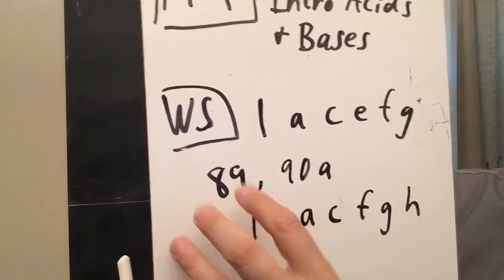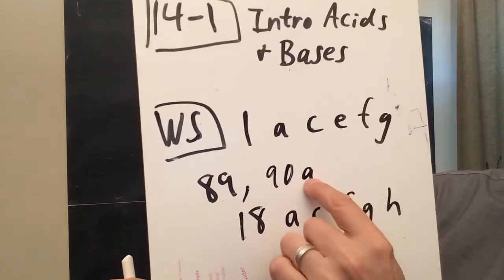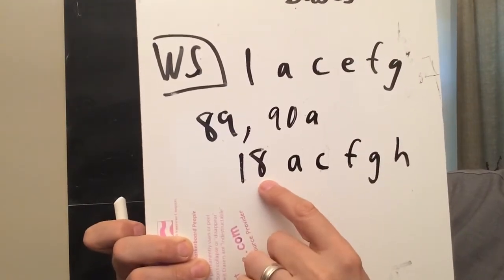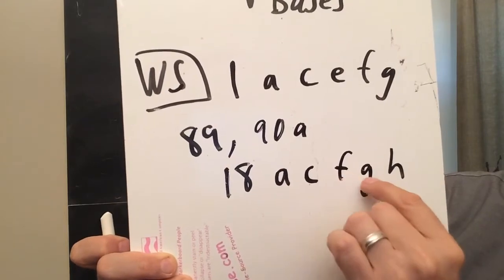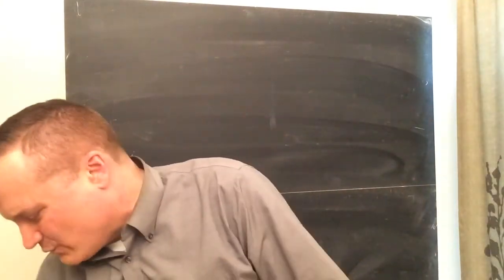89, all of it, A, B, C. 90, only do A. And then number 18 on the back, on the other side, A, C, F, G, H. Now, you can do all of them if you wanted to. It's not really hard, but it might get to be a little bit like, oh, I don't want to do busy work. That's why I'm having you do just half of them.